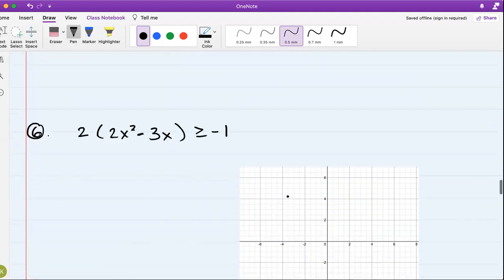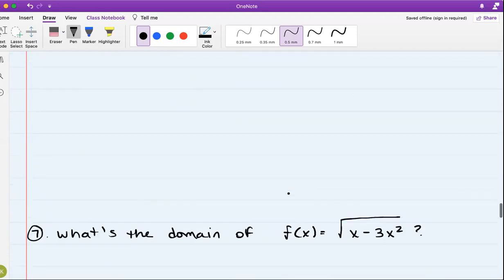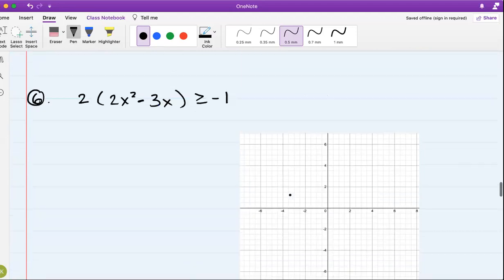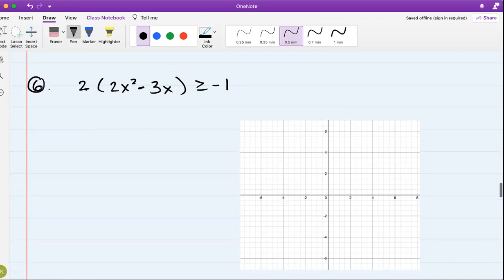All right. I have, I think, one more of these I want to do, and then we're going to move on to something different. So problem 6 says I have 2 times 2x squared minus 3x is greater than or equal to -1. And I want to find the x values that satisfy this inequality. You can have one just like this on your homework. So I decided to do one.